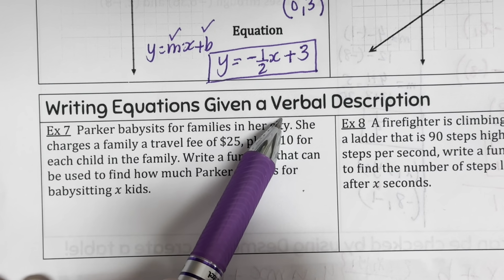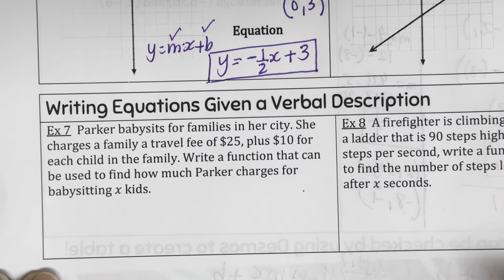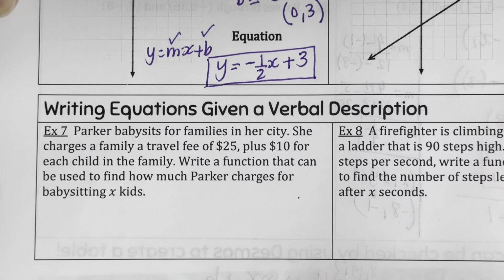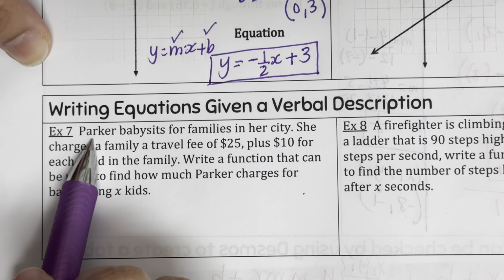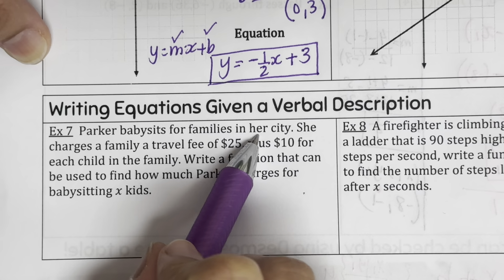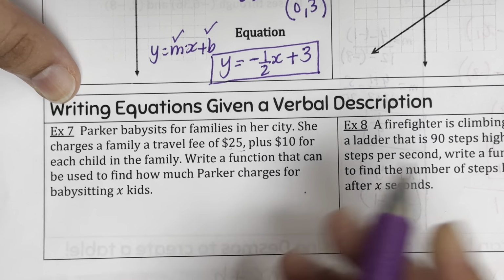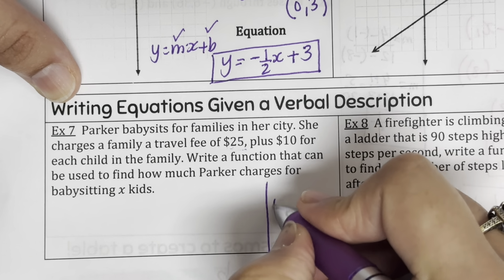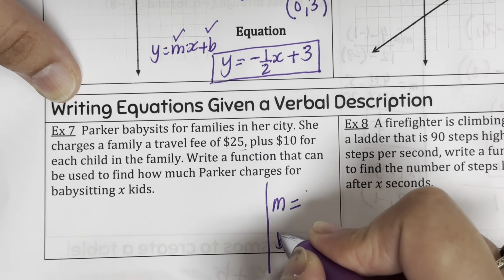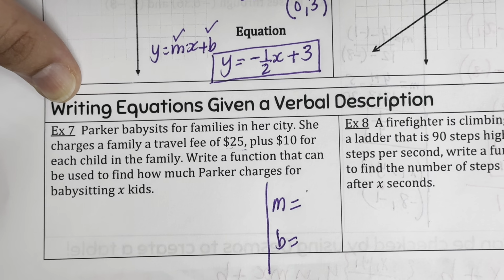Writing equation given a verbal description. This is from your last year 8th grade math as well. Parker babysits for families in her city. She charges a family a travel fee of $25. I need 2 things. I need my slope and I need the y-intercept, since I'm writing the equation in y equals mx plus b format.